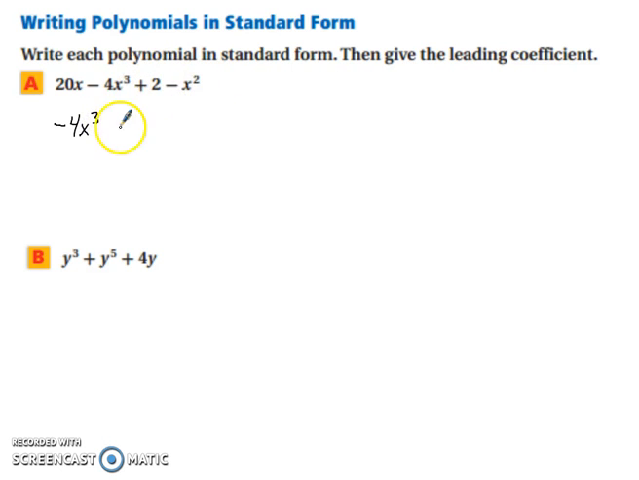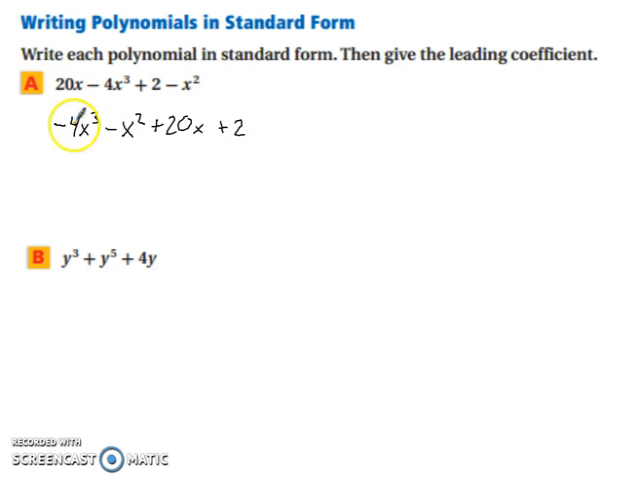The next greatest one is going to be this x squared, so we've got minus x squared. If you're wondering whether to have a minus or a positive, so a subtraction or an addition, it's whatever sign comes in front of the number. So this was a negative, so it's minus 4x to the third, so it's going to be a negative 4x to the third. Then our next one, we've got a positive 20x, so we got plus 20x, and then we end with plus 2.